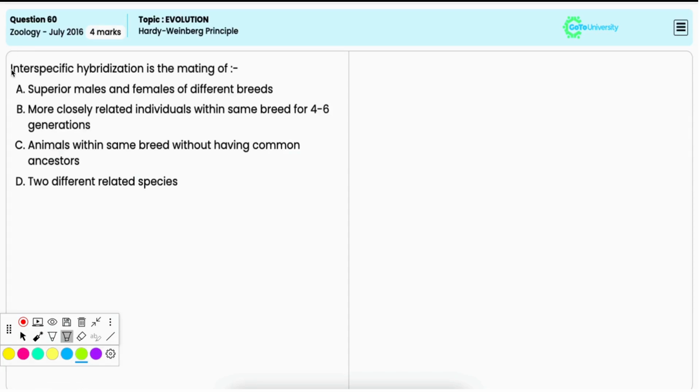Interspecific hybridization is the mating of... Option A, superior males and females of different breeds. It is incorrect because this refers to crossbreeding. Option B, more closely related individuals within the same breed for 4 to 6 generations. It is also incorrect because this describes inbreeding.